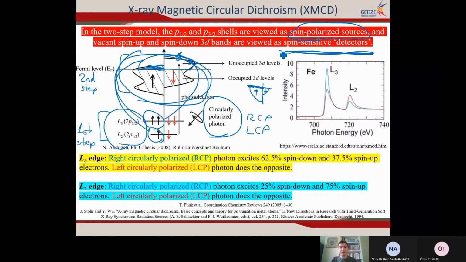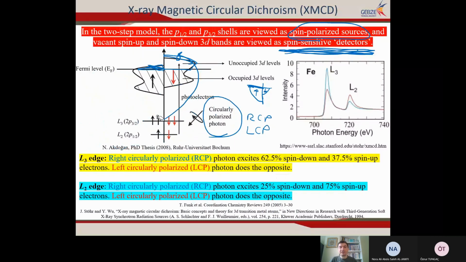So this is called the two-step model. The first step is excitation of electrons: depending on different polarization and energies, you excite spin-polarized electrons, and then here you deal with the detection of the electrons.